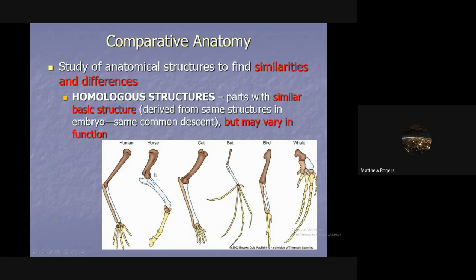My favorite's a horse. A horse is actually standing on its finger. It's one fused finger, which is kind of crazy when you look at the actual horse leg. That huge animal is standing on its tippy toes its whole life. That's homologous structures.